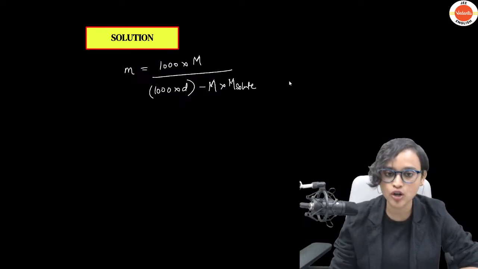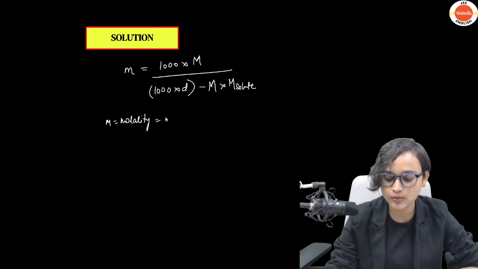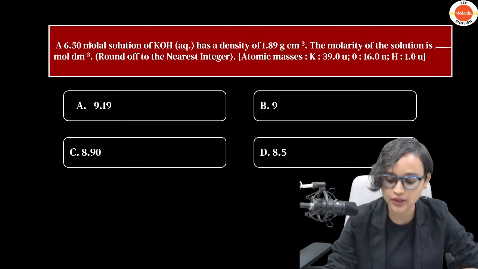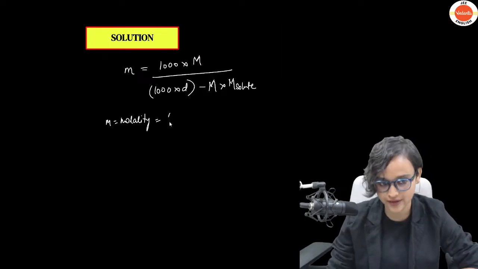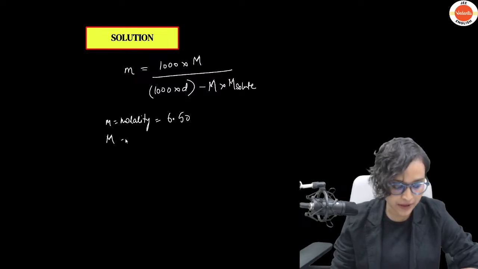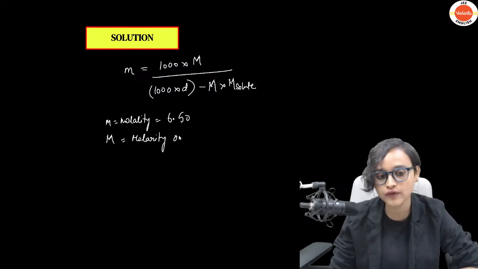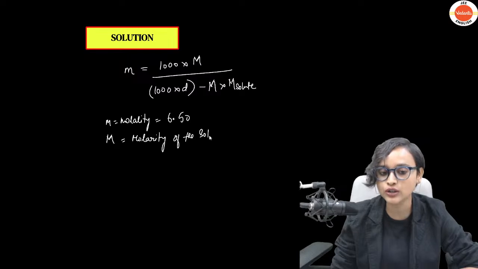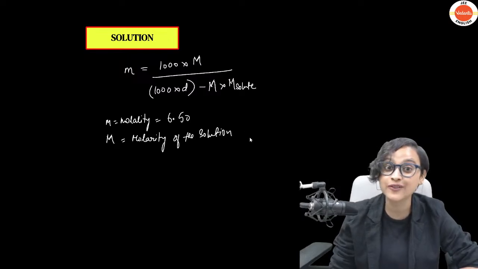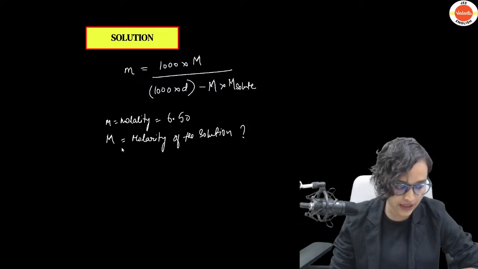Now let me write down all the terms for you as well. What are all the terms? Small m is definitely the molality, and the molality is given to us as 6.50. Now what is capital M, guys? Capital M is your molarity, the molarity of the solution. Do we know this? We do not know this. We have to find it out. Everybody understanding?